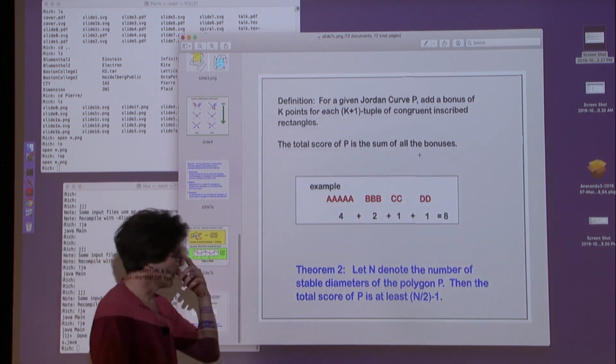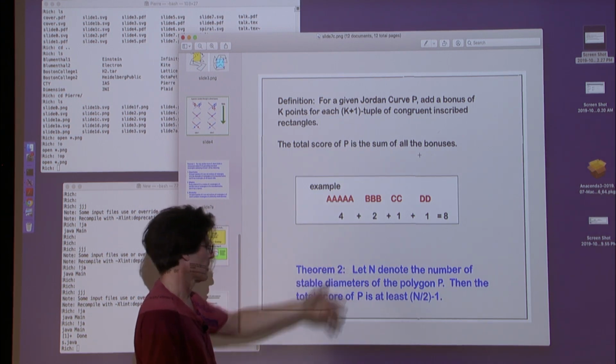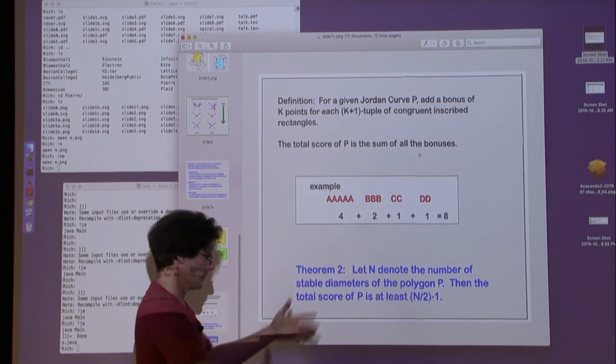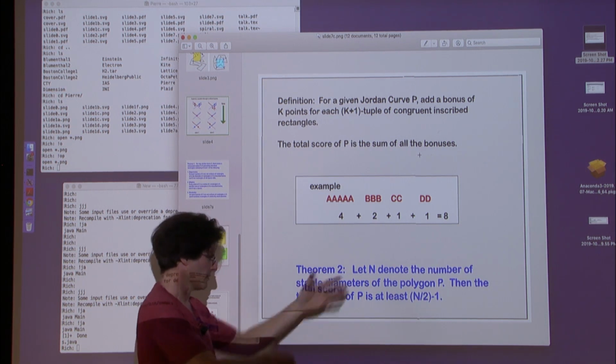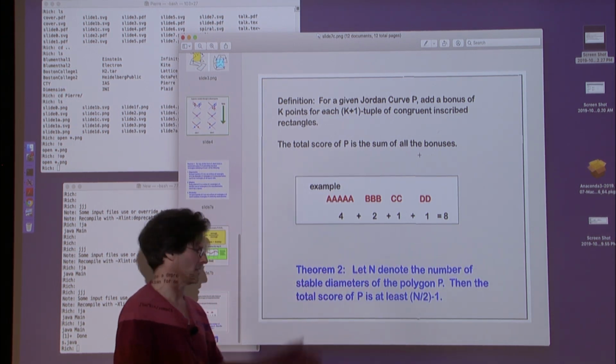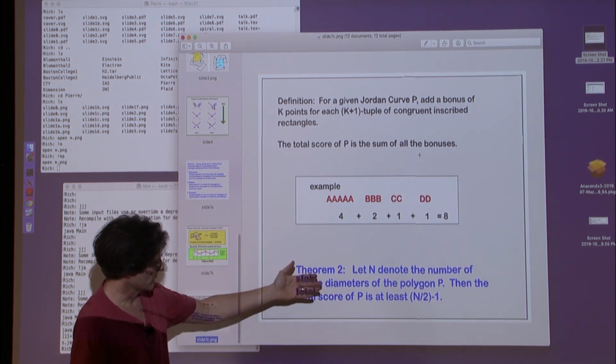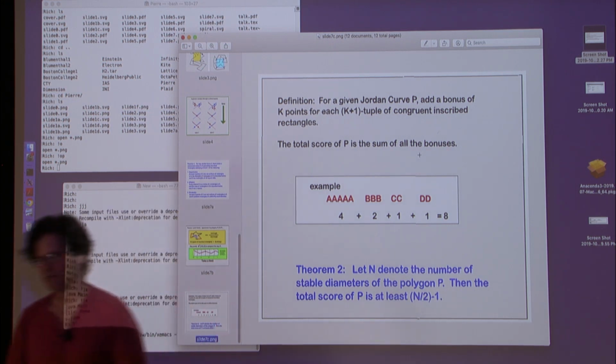One thing about this is that so far I've been talking about these graceful rectangles, but the same kind of argument works for any inscribed rectangle. So this just works for any of them. So anyway, now I'm going to explain the argument of this.